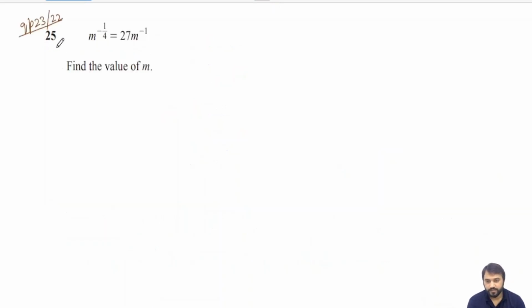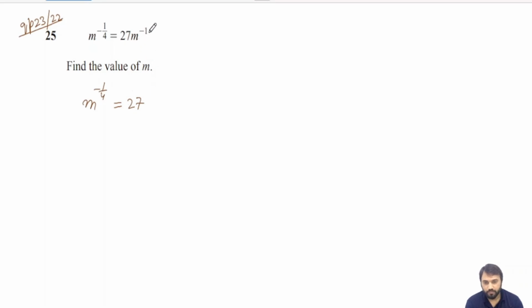The next question is 25 that appeared in paper 2. The variant was 3 in 2022. m raised to power n minus 1 over 4 is equal to 27 m raised to power minus 1. Find the value of m. So we have 2 m's in this equation. We are going to collect them, that is gather them. So I'm going to write m raised to power minus 1 over 4 is equal to 27.